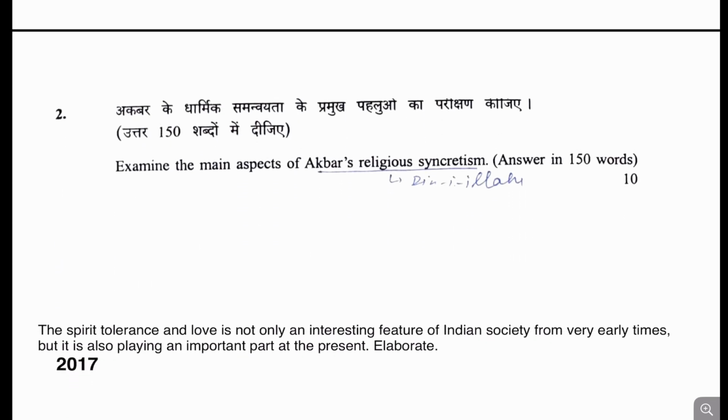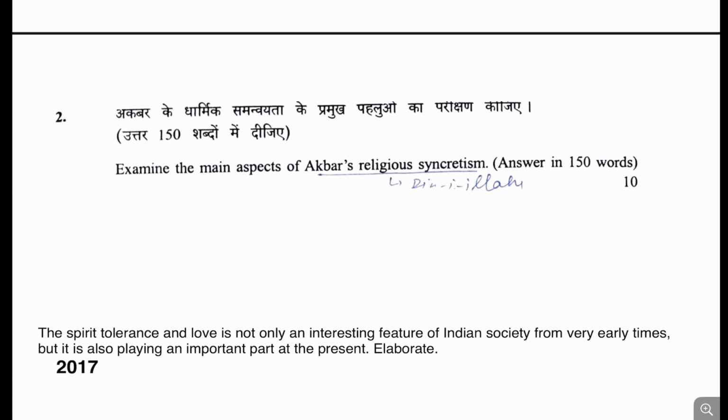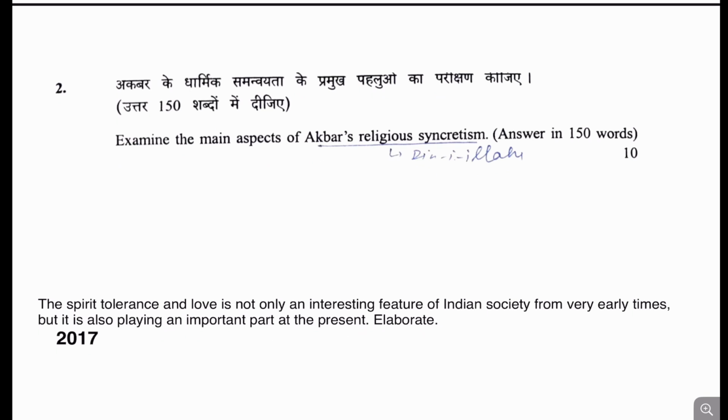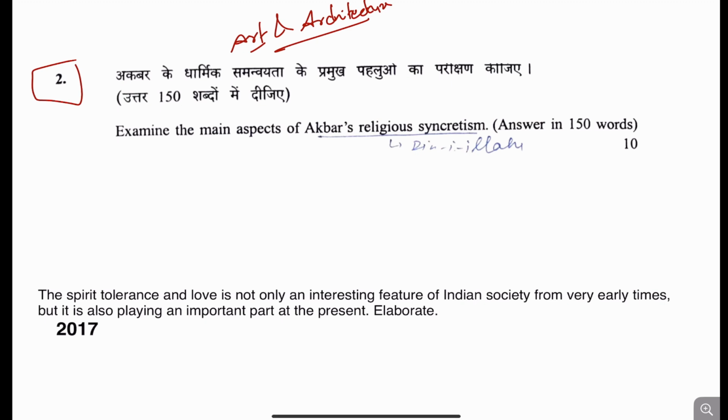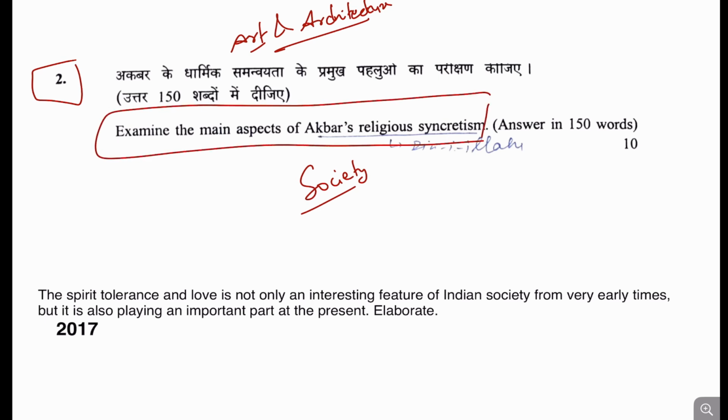The next question is: examine the main aspects of Akbar's religious syncretism. This question was expected. Question number 2 is always expected on art and architecture. But what UPSC has done is gone into the society aspect in the second question. I will not take it as an art and architecture question; it is most probably a society type of question.